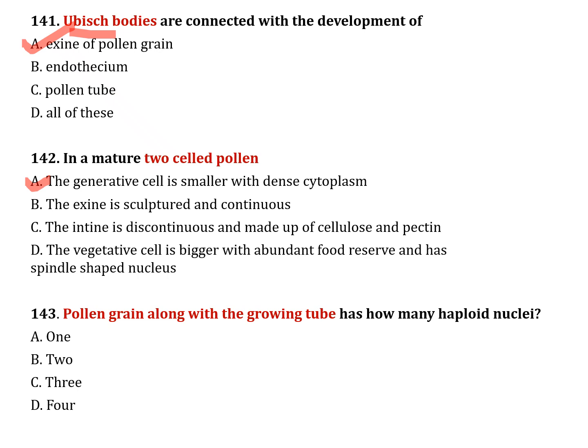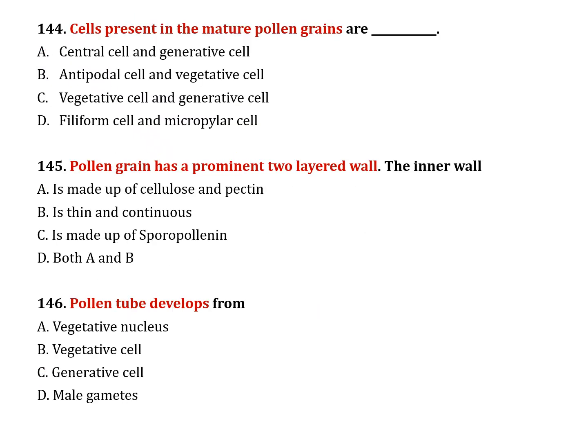Pollen grain along with the growing tube has how many haploid nuclei? Option A 1, option B 2, option C 3, option D 4. Correct answer is option C, 3. That is 2 male gametes and 1 tube nucleus. The next question, number 144.